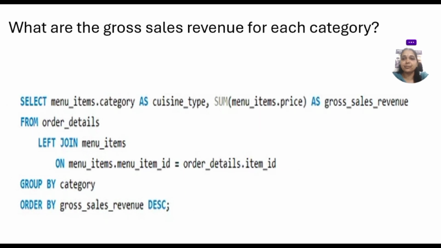Okay. Next, what is the gross sales revenue for each category? Sales revenue for each category now I am considering. Same thing like menu item, sum as gross sales. Left join and the menu item. Simply here the group is categorized. That is, the group by is done on the category field name so that you will get the gross sales revenue for each category. Order by the gross sales revenue in descending order.